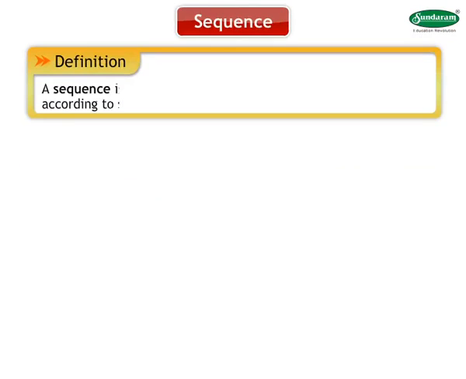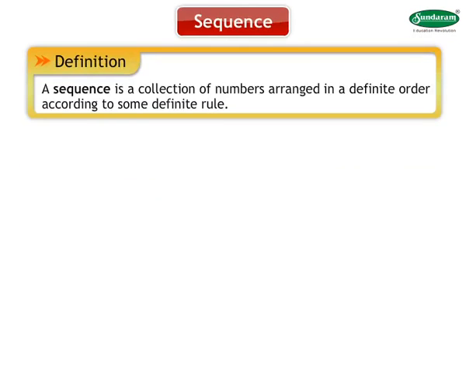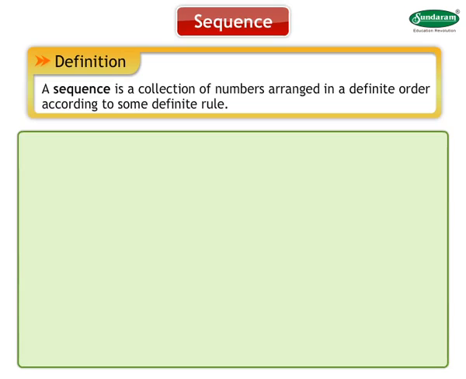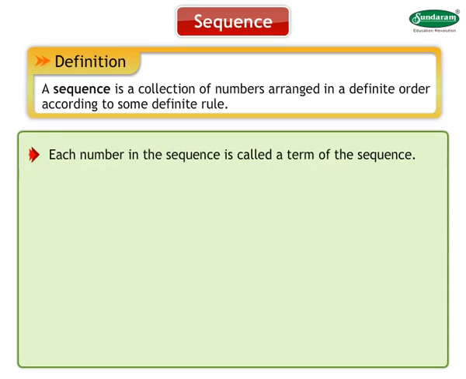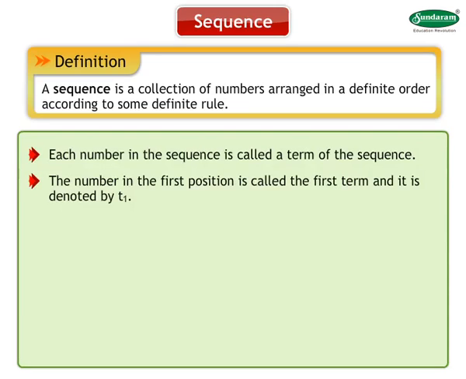Sequence. A sequence is a collection of numbers arranged in a definite order according to some definite rule. Each number in the sequence is called a term of the sequence.